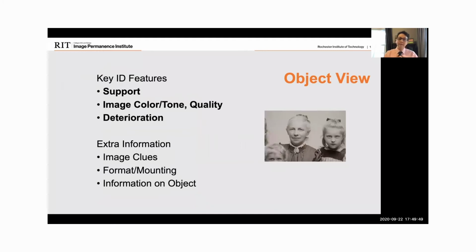The key identifying features that we're looking for are the support material, image color and tone, and sort of the quality of the image. Is there any distinctive deterioration? While deterioration is undesirable, it often can help us better understand what kind of object we have, what kind of photograph we have. There's also extra information that we can collect. Things like image clues. Is it on a common format or common mount? Is there any information written on the object or printed on the object that might help us better understand a date, perhaps?